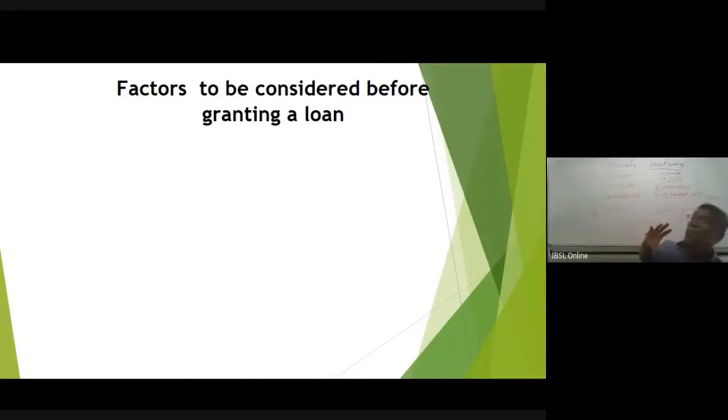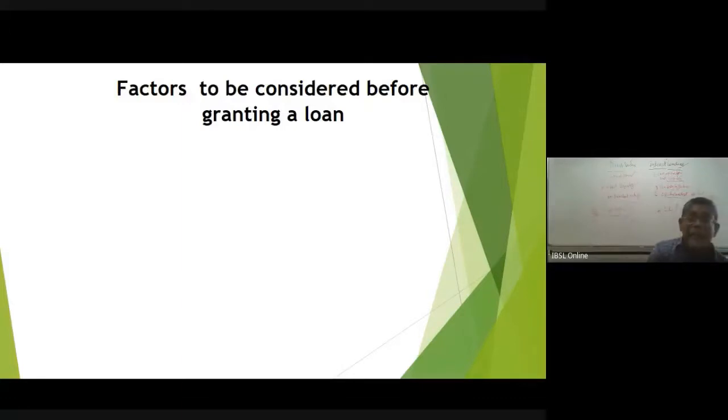So first, look at the 5 C's. Some people are already working in the bank. You know what we mean by 5 C's. There are 5 C's. What are the C's? First one, character. Now, are you going to marry a person you don't know? No. Likewise, the bank also tries to identify the person before giving a loan. So that's the first point, character.